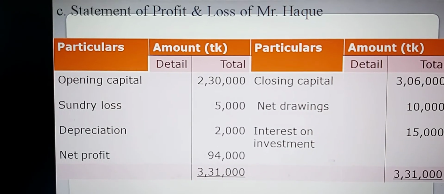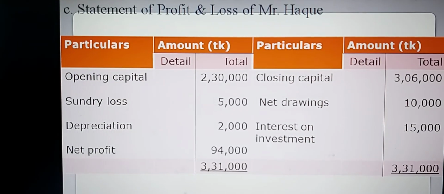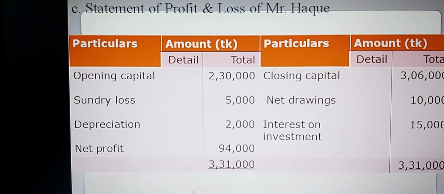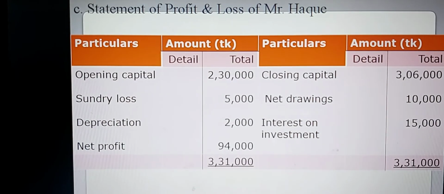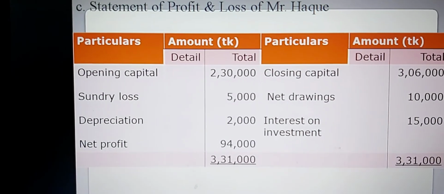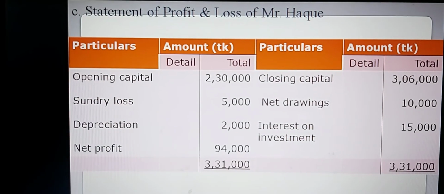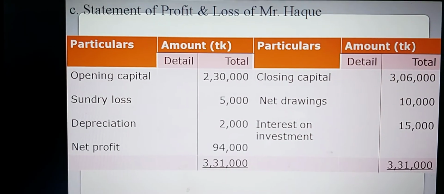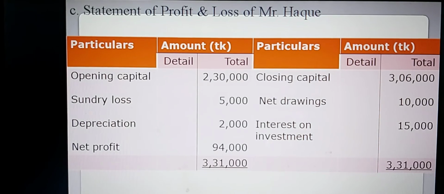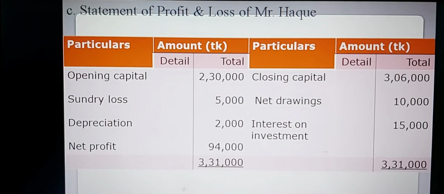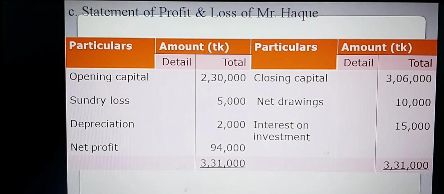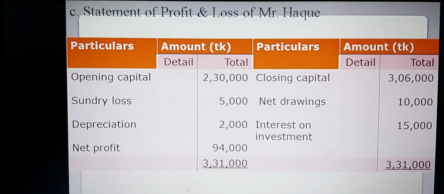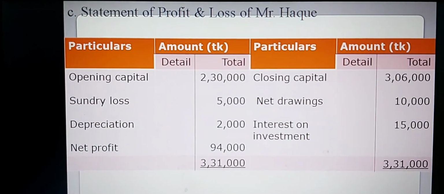From requirement A, net drawings, we can get taka 10,000. Interest on investment 1,50,000, that is 10%. Totally 15,000 interest on investment we can get from the stem. And on the left side sundry loss, that is goods destroyed by fire, the amount of taka 5,000 is to be written on the left side of the statement of profit and loss. Depreciation charged on asset, that is furniture, so 5% on 40,000, that is the amount of taka 2,000. Dear students, at this moment you have to follow all the rules and regulations of single entry system.